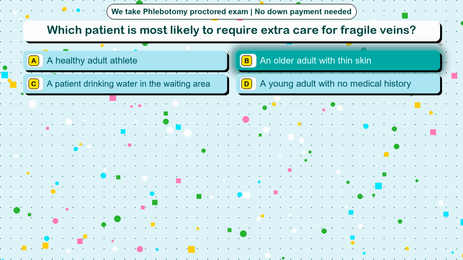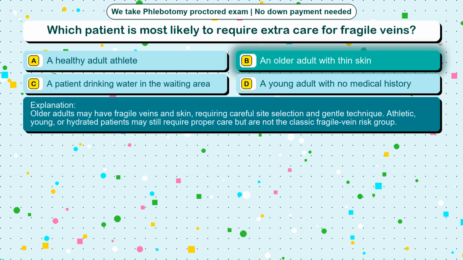The correct answer is option B. An older adult with thin skin. Older adults may have fragile veins in skin, requiring careful site selection and gentle technique. Athletic, young, or hydrated patients may still require proper care but are not the classic fragile vein risk group.